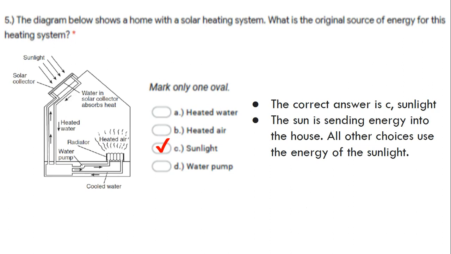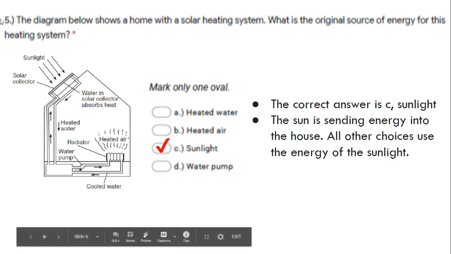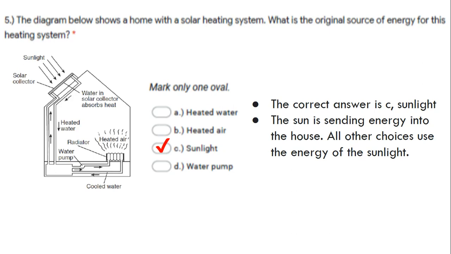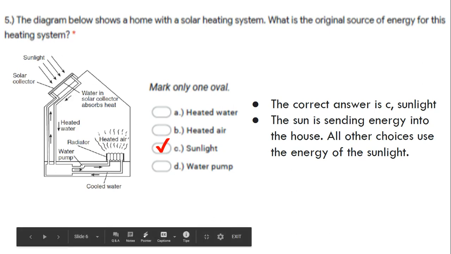The sun is sending energy into the house. All the other choices use the energy of the sunlight. We can see here the sunlight comes in through the solar collector, through the water pump, the radiator, the heated air. So we can see that our original source of energy is the sunlight entering the house.